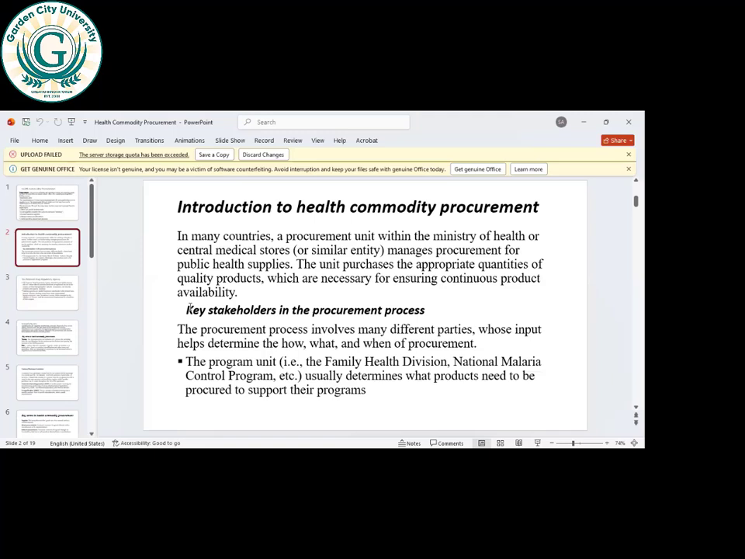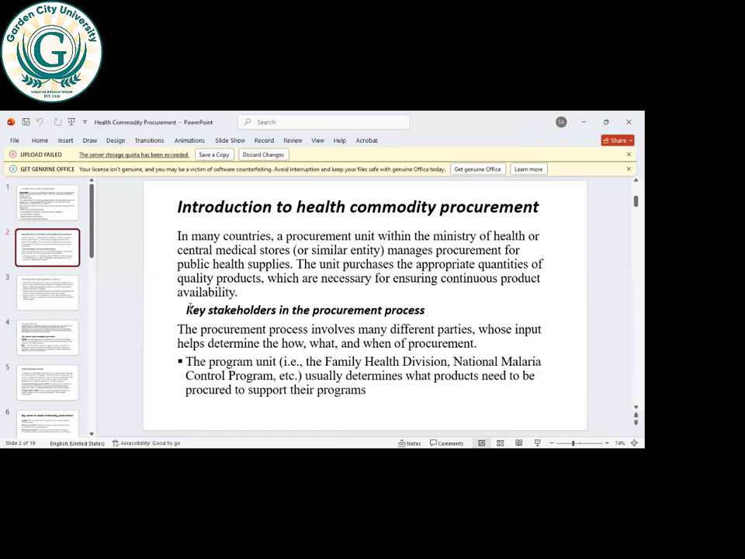And most of these things will come from the various units or from the various programs in the organization. So you can have the PPAG, you can talk about the Family Health Division, you can talk about the National Malaria Program, you have the HIV prevention unit, you have polio, or you have the communicable diseases programs.